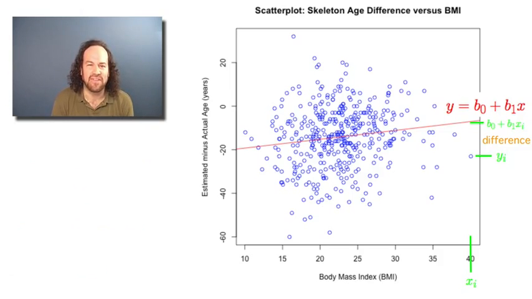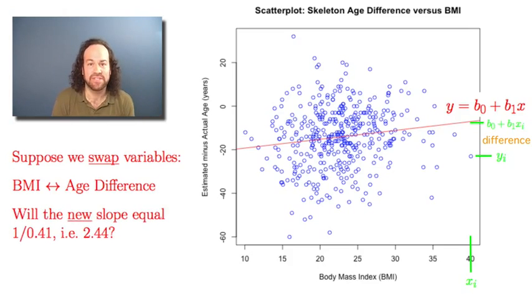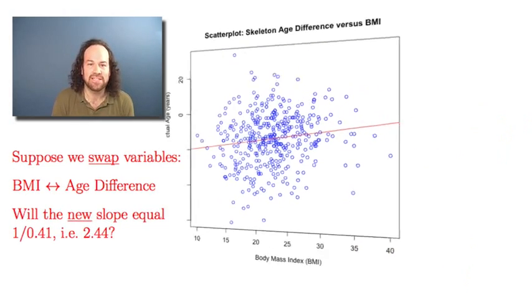Here's another question about slopes. Suppose we were to graph it the other way around. That is, instead of trying to do a regression of the age difference as a function of the BMI, suppose we try to do a regression for the BMI as a function of the age difference. Well, since we're just swapping things around, you might expect that the slope would just get swapped around to be the reciprocal, to be 1 over the other value. Well, let's try it and see.